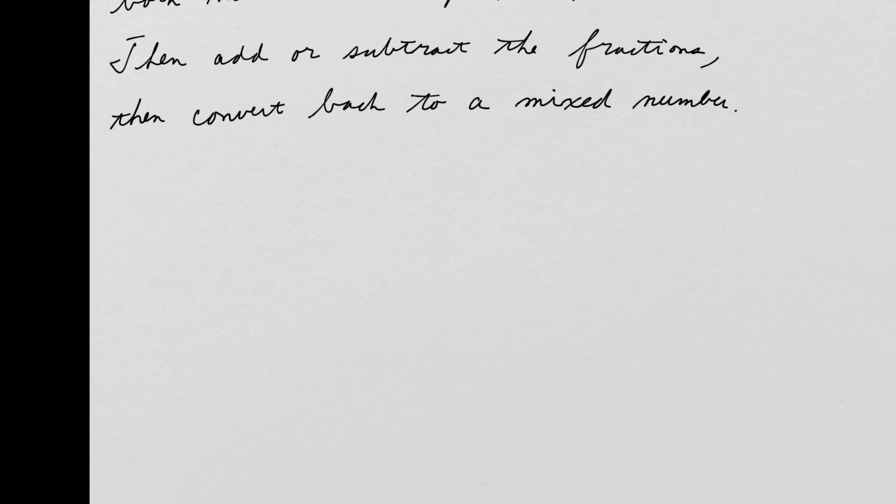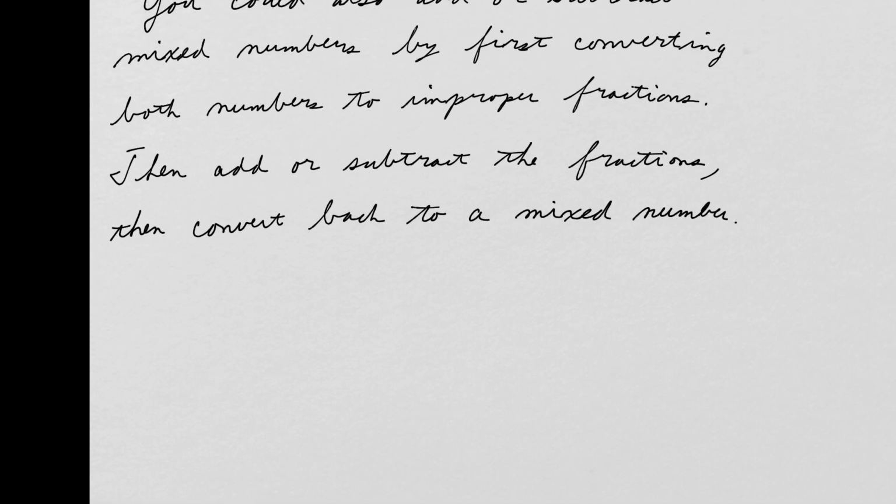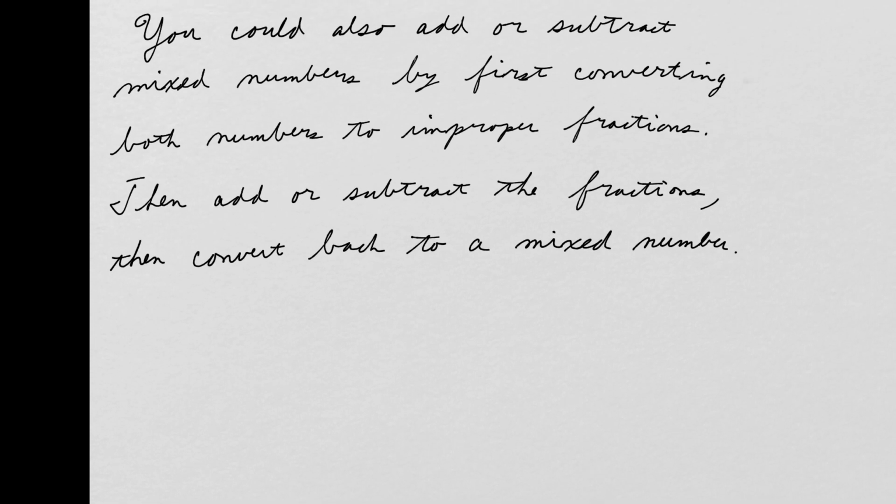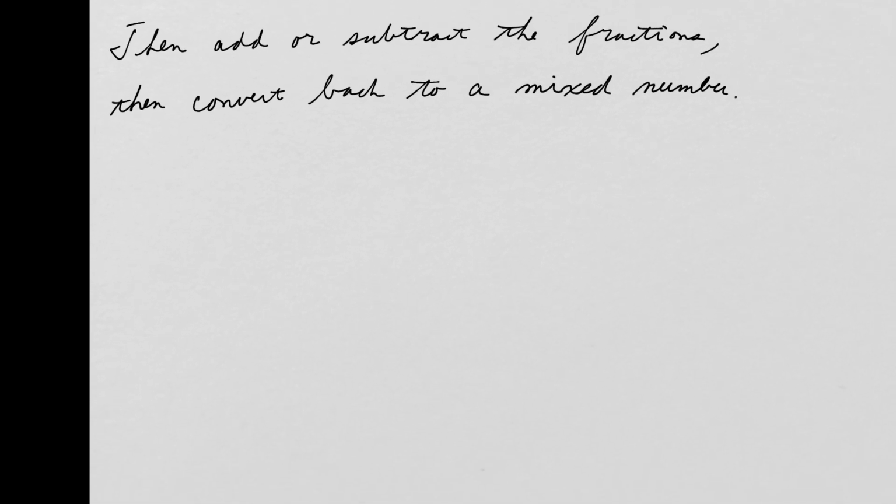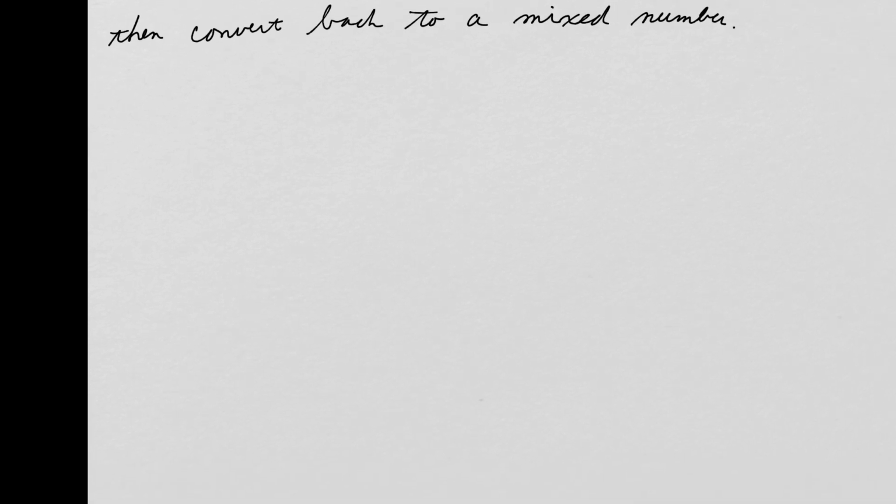Okay, so again, you could also add or subtract mixed numbers by first converting both of them into improper fractions. Work with them as improper fractions, right? Add or subtract those improper fractions. Then convert the final answer back to a mixed number. That's another way of doing this. And whatever way you feel more comfortable with is fine with me.